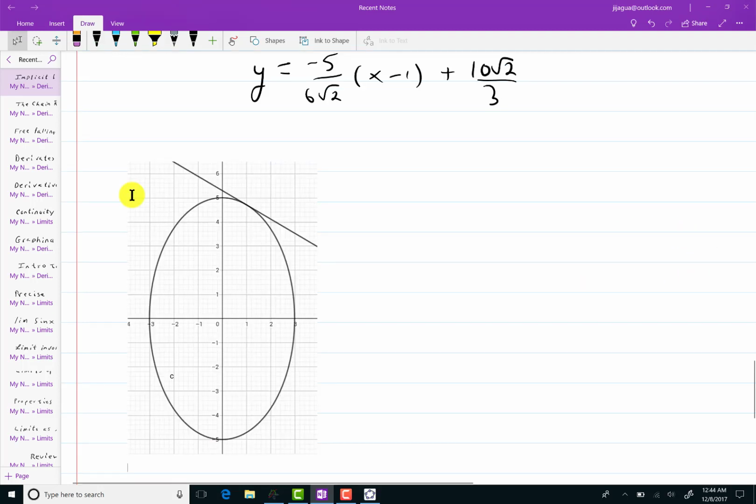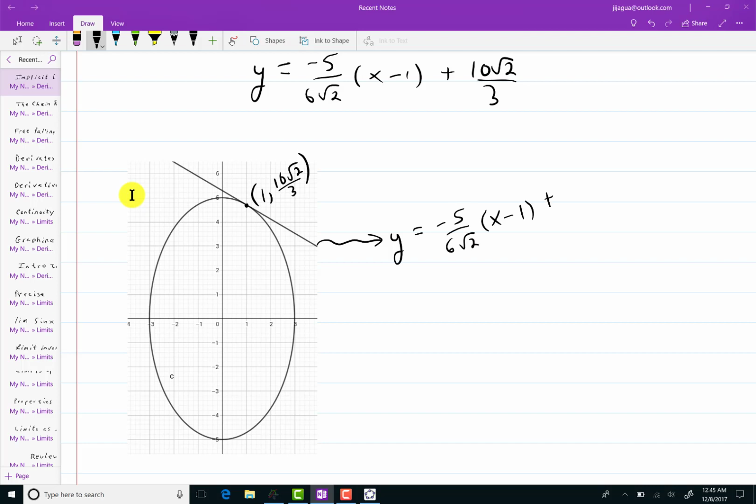Not only do we have the point listed here, 1 comma 10 radical 2 over 3 goes through that point, and the equation of the line itself is y equals negative 5 over 6 radical 2 times x minus 1 plus 10 radical 2 over 3. So that's the equation of the tangent line.